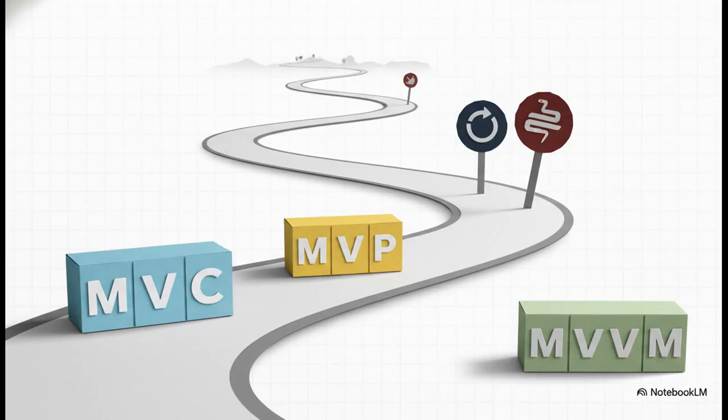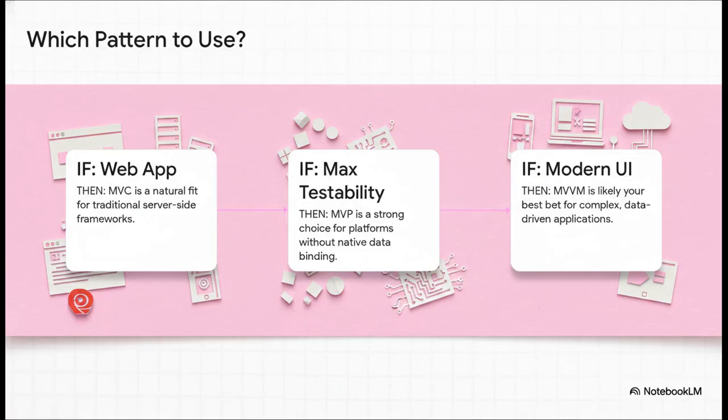Well, first, just know that the story doesn't end here. New patterns are popping up all the time. You'll hear about things like MVI for reactive apps or VIP in the iOS world. They all build on these same core ideas, but for now, let's just focus on making the right choice between our big three. So here's a simple guide.